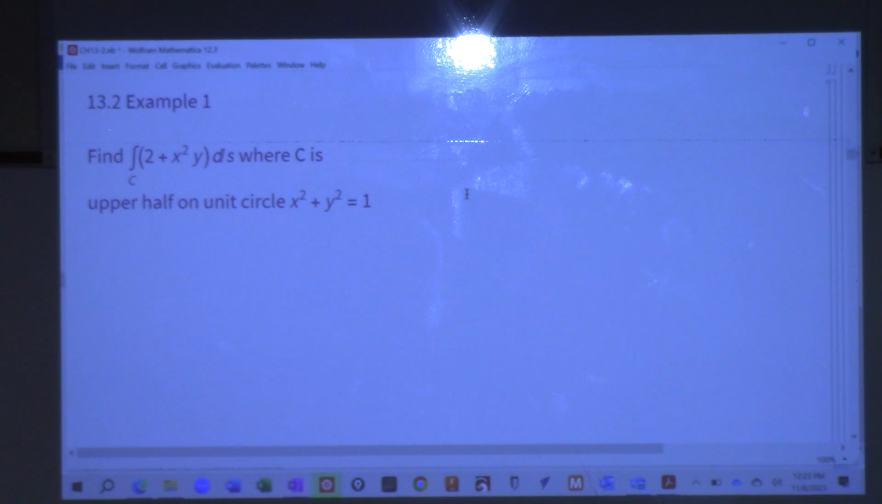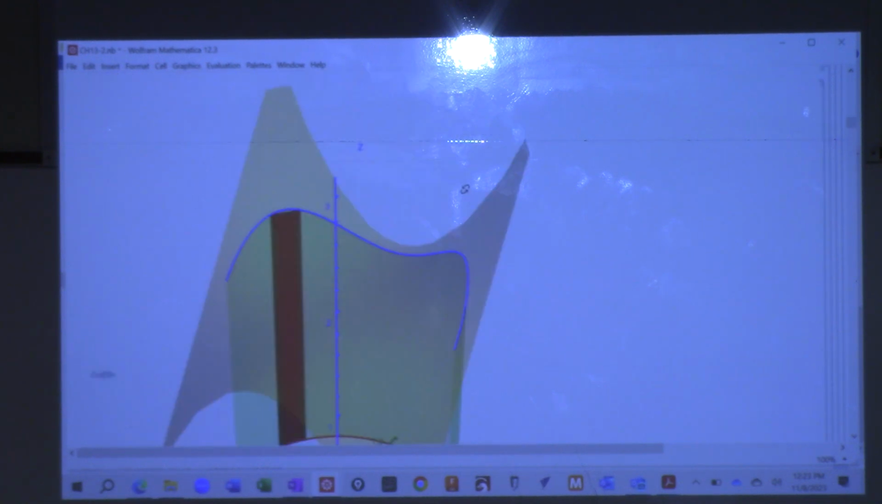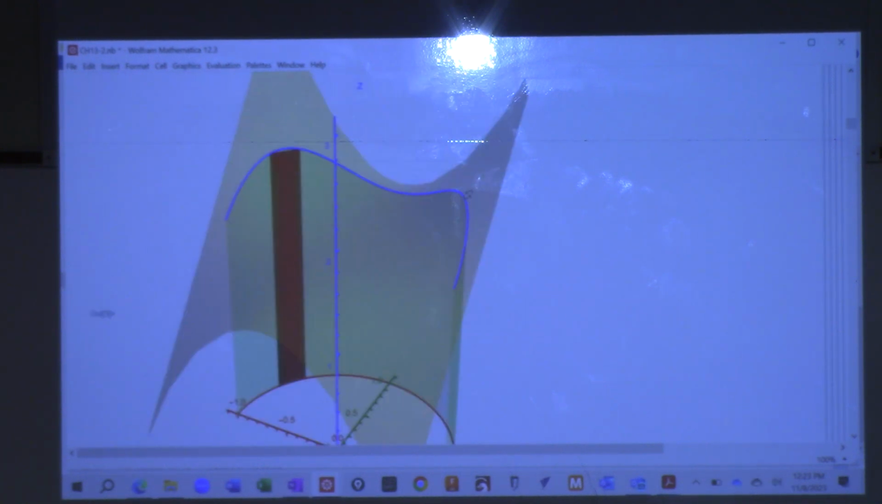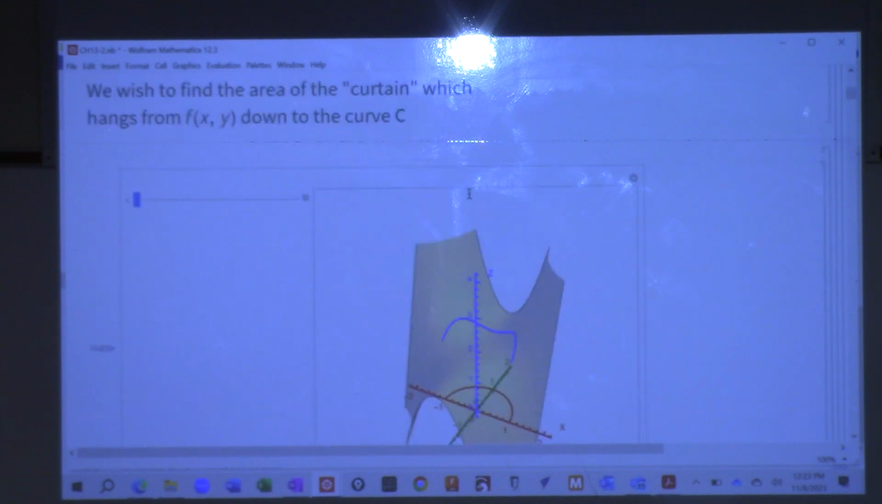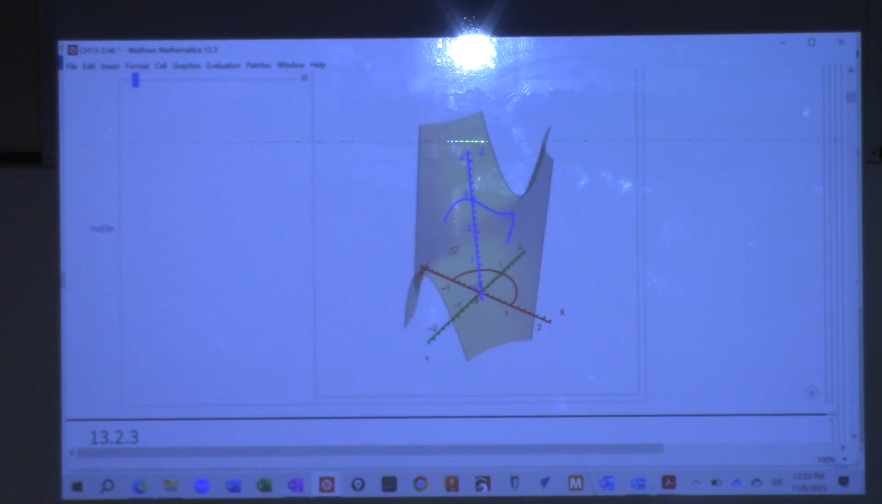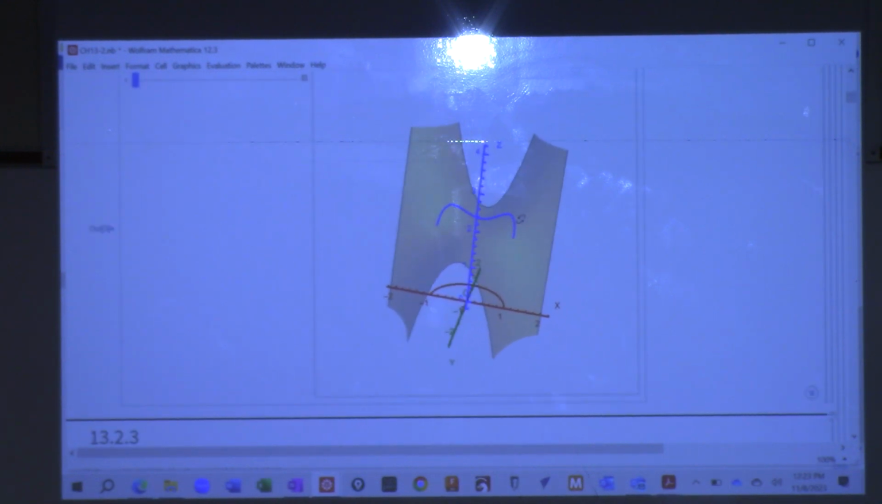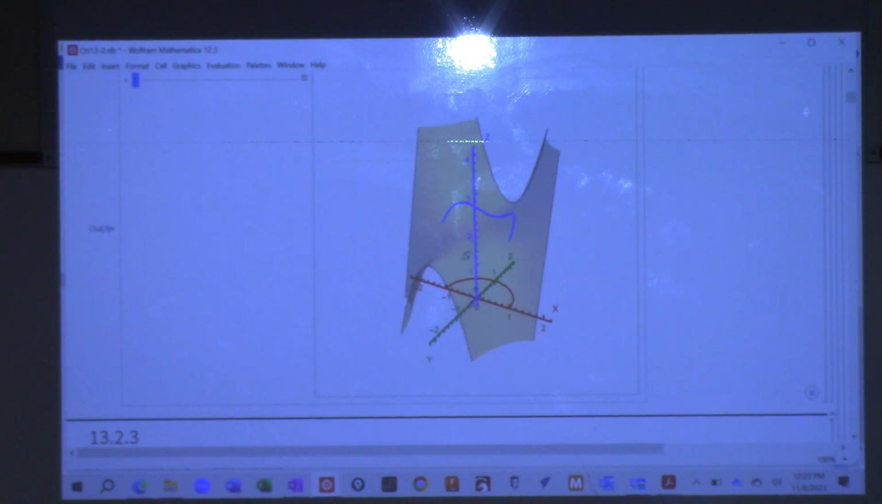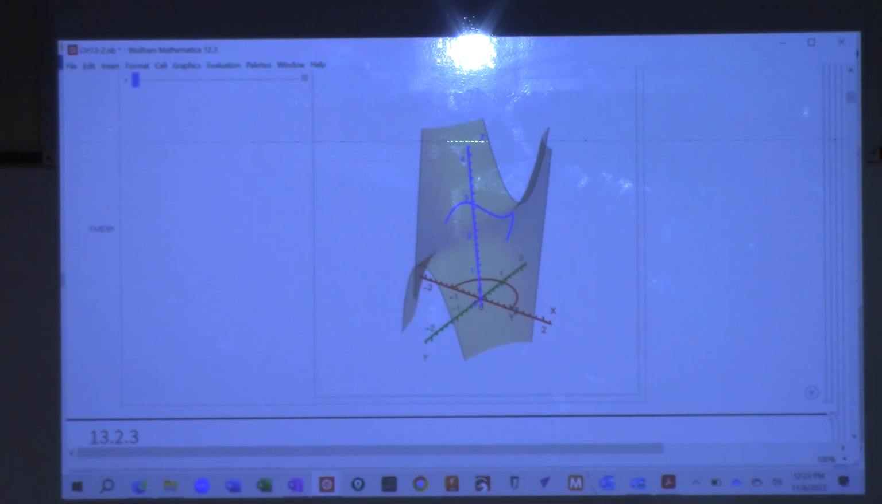Oh, you know what? I do have it. It's this problem right here. Sorry, I forgot. It's the first thing I showed you. It's that, okay? So that's what we want. We want to evaluate this surface, right? We want to move along the upper half of the unit circle, right? We want to drop a curtain down and find the area.